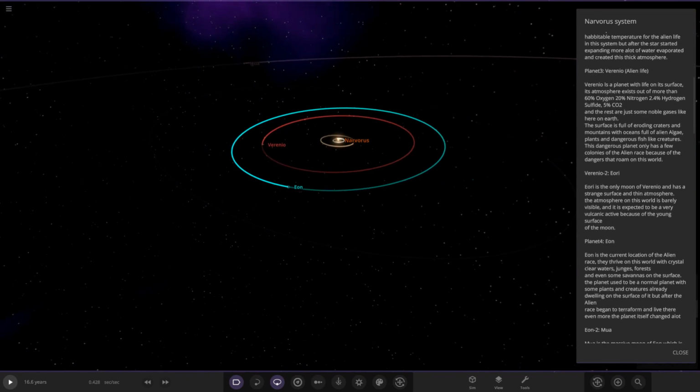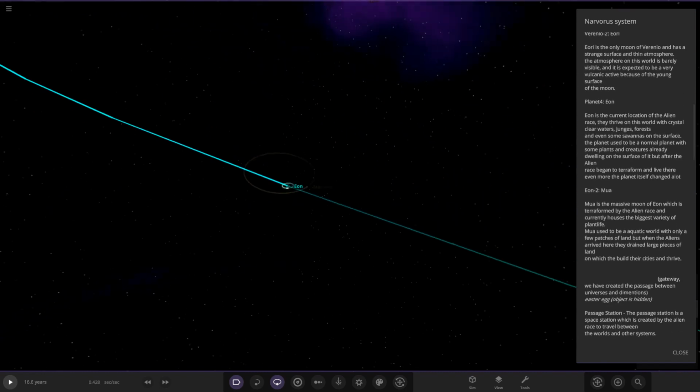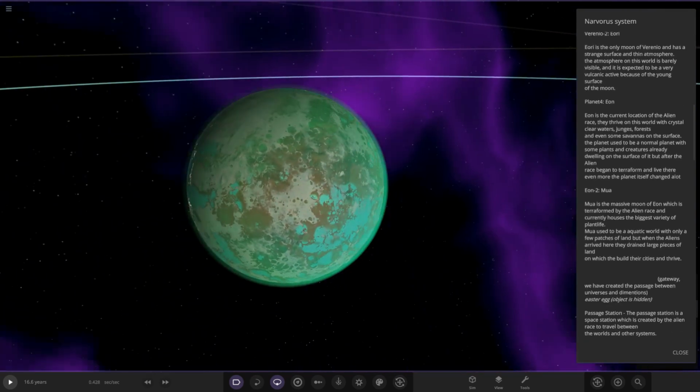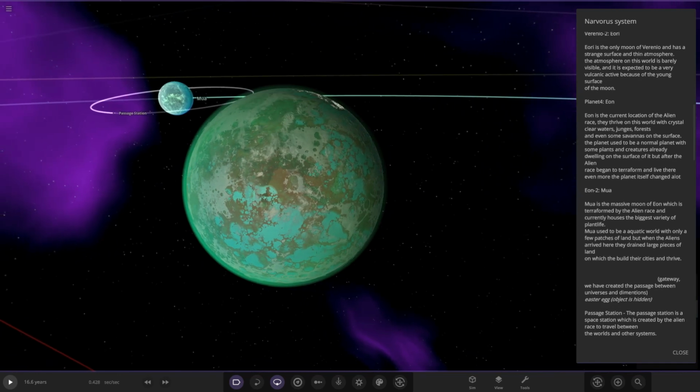Alright, next up we got Eon here. Eon is the current location of the alien race that thrive on this world. Just such a good looking planet, that. I remember this one. The alien race's current home houses the biggest variety of plant life. It used to be an aquatic world with only a few patches of land, but when the aliens arrived here, they drained large pieces of land on which they built their cities and thrive. Cool, cool.